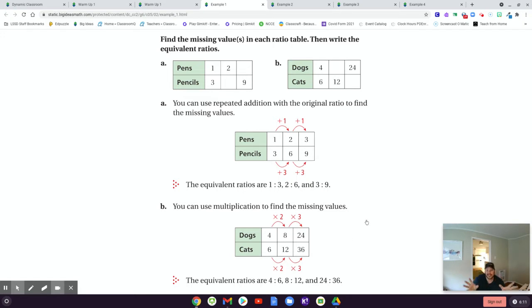So this multiplication, to me, is a way better way of doing this than the repeated addition, because when you multiply, you're doing the same number on the top and the bottom. With the addition, you're adding different numbers to the top and bottom. And that's where you're going to make a mistake if you make a mistake using ratio tables.